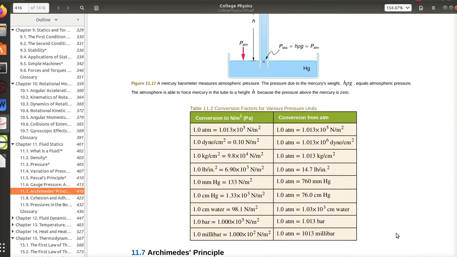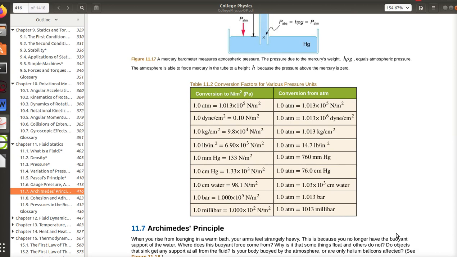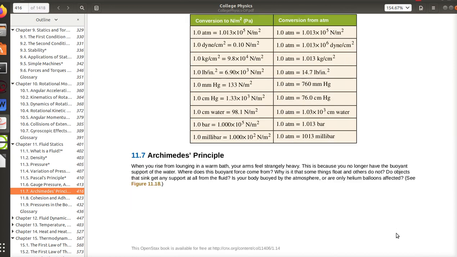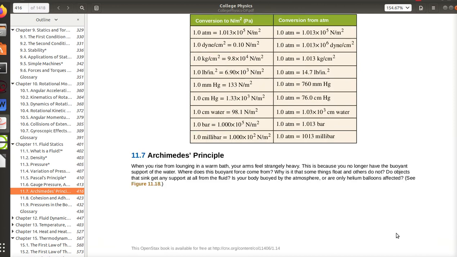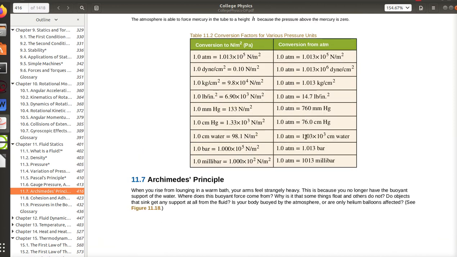Conversion units for pressure, going from inches of water to PSI is a good conversion to sort of learn. And then inches of water can be millimeters of water, or meters, and then you can get to atmospheres or whatever you want.